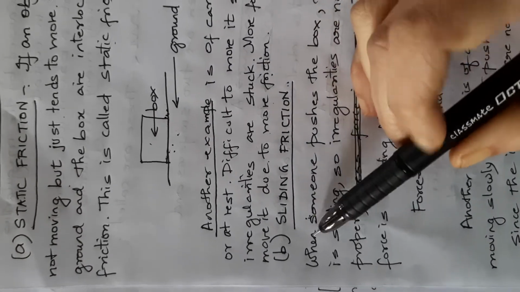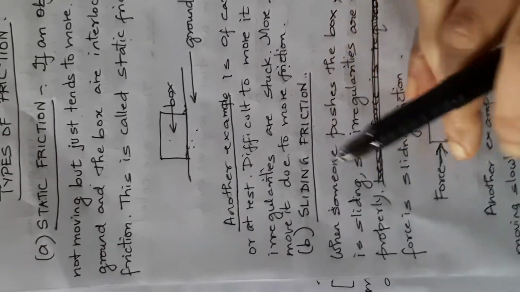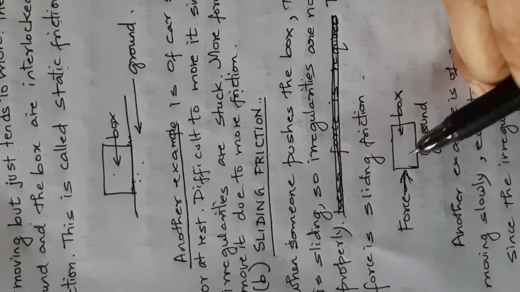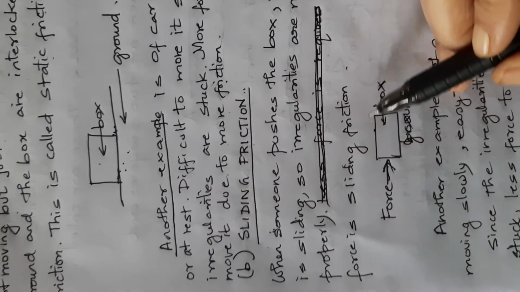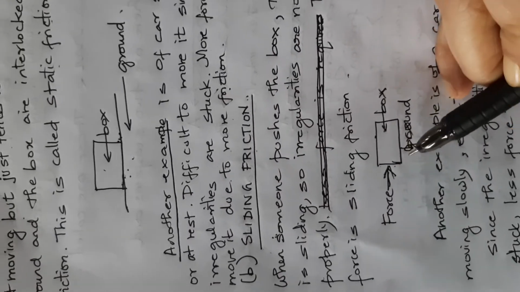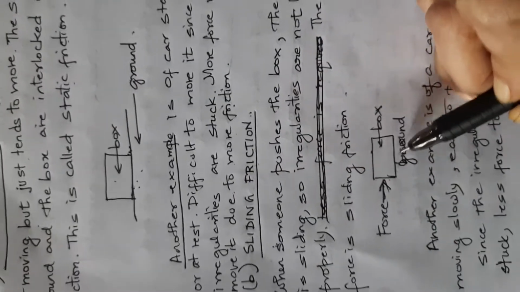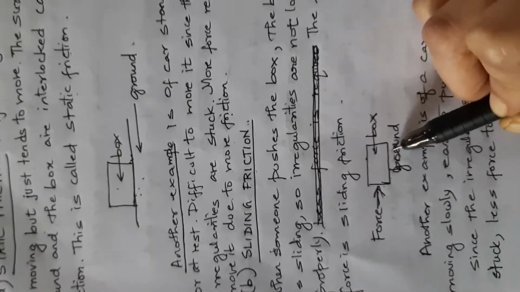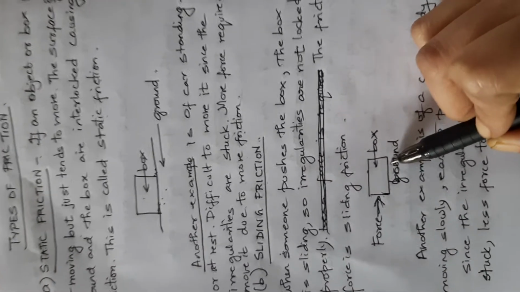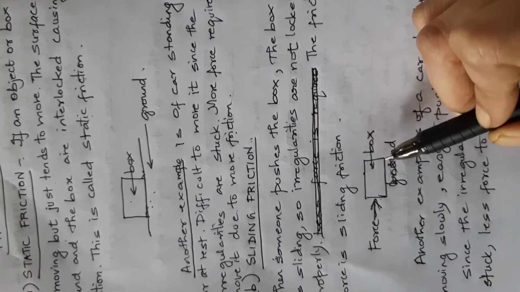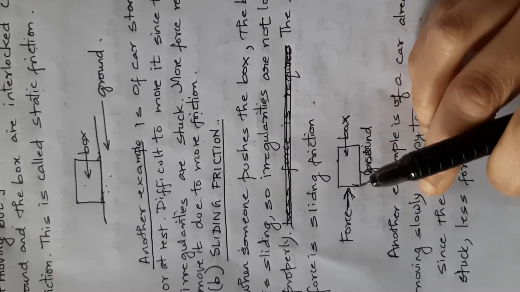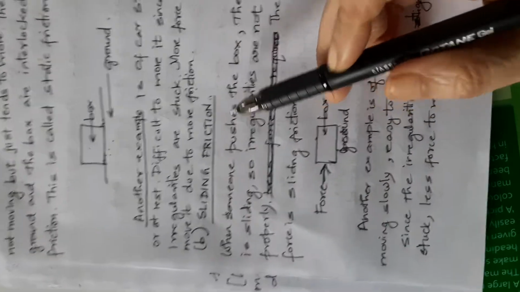Now the second type of friction, we call it sliding friction. When somebody pushes an object and you try to move that object which is already moving, those irregularities in this case are not so tightly locked. They are not locked properly. Alright. So there is a frictional force which comes into effect here. We call it sliding friction, which is lesser than the static friction.